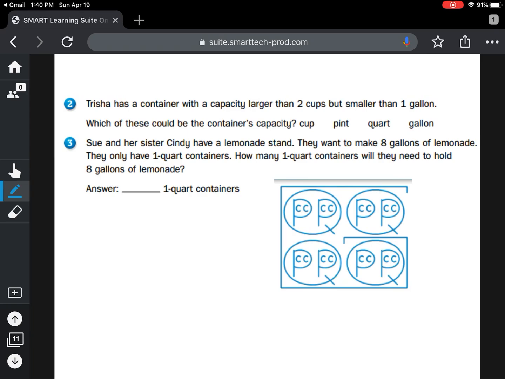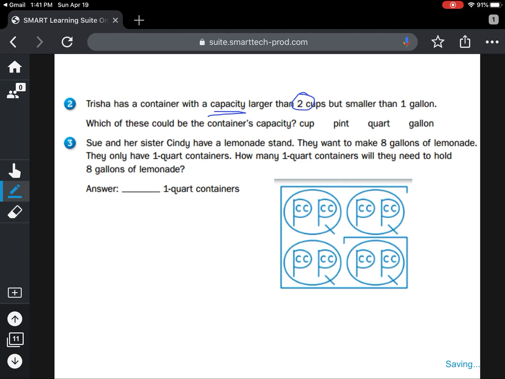Well, let's talk about some of the specifics of this story problem. It says Tricia has a container with a capacity larger than 2 cups, but smaller than 1 gallon. Capacity just means how much it can hold. So she has like a mystery container, but we don't know how big it is. We don't know its capacity or how much it can hold. But they're giving us clues. This mystery container is larger or can hold more than 2 cups.